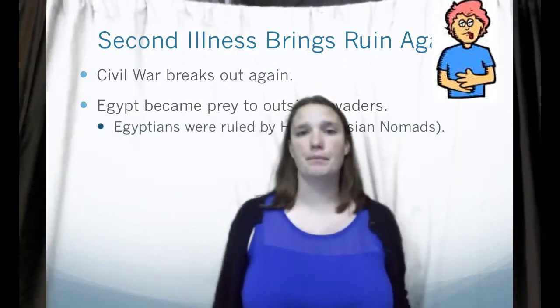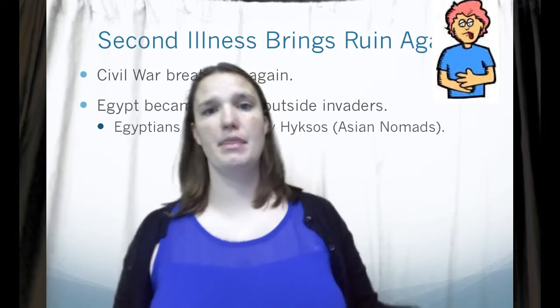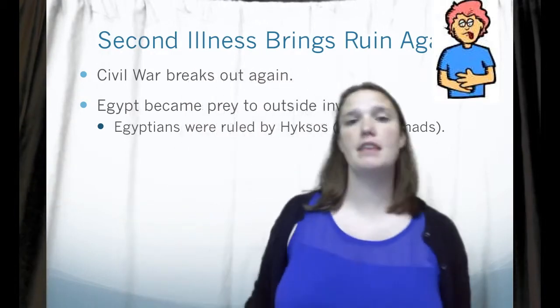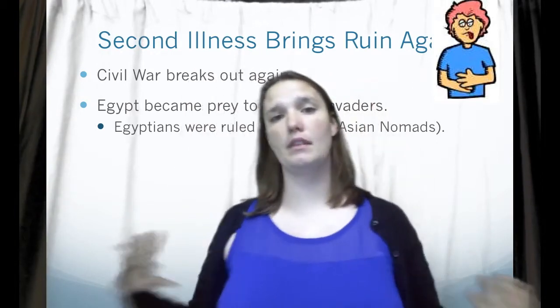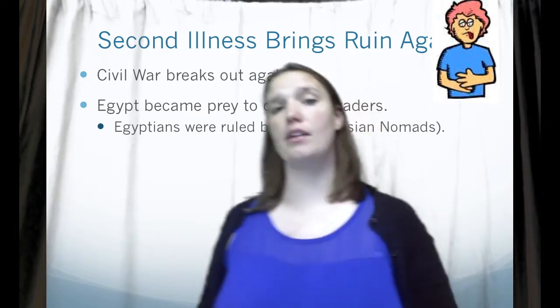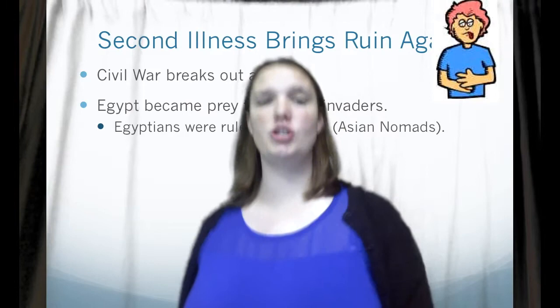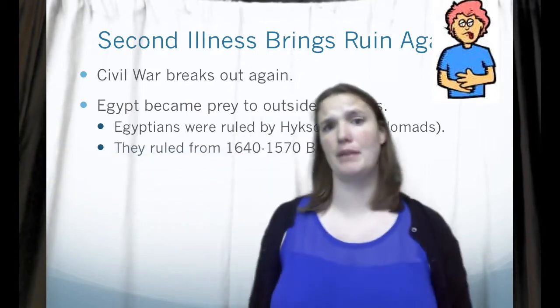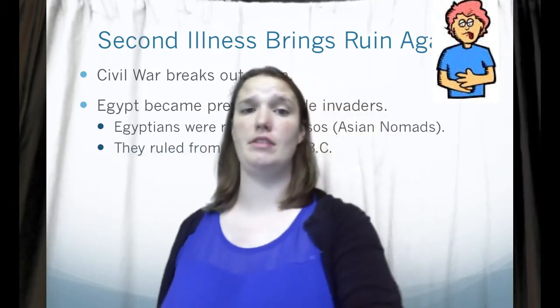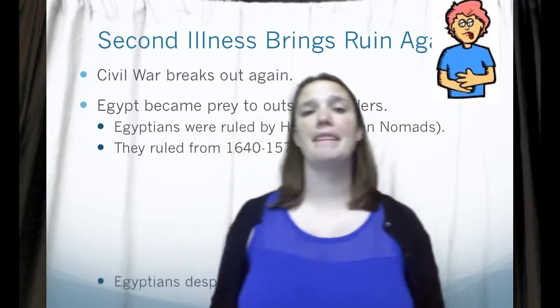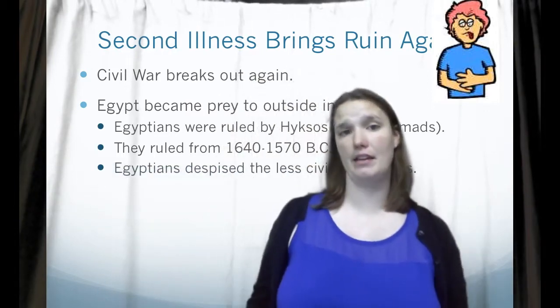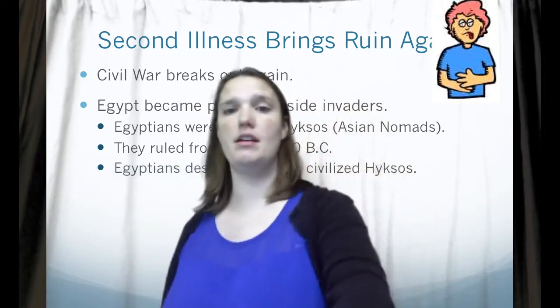And the Hyksos come. They're Asian nomads. They start to come on over, and they start to rule Egypt. And they're there from about 1640 to 1570 BC. The Egyptians hate having the Hyksos there.